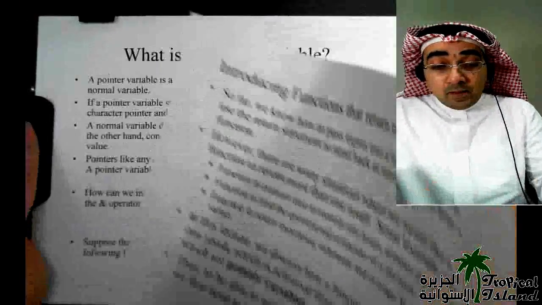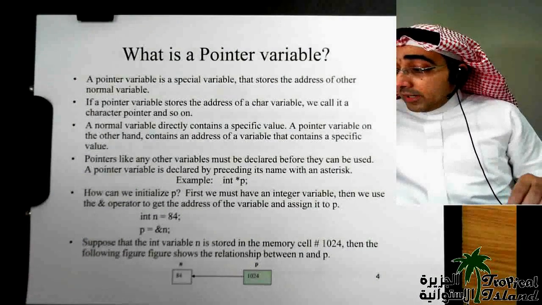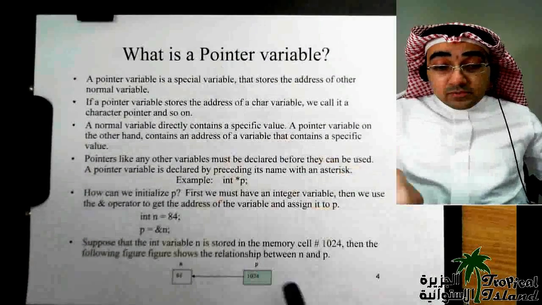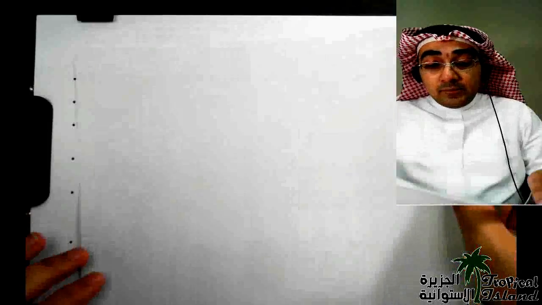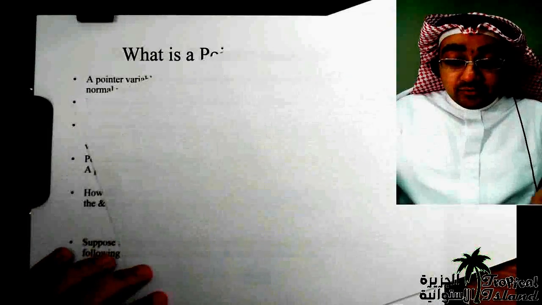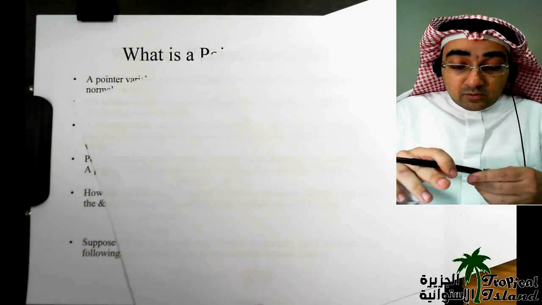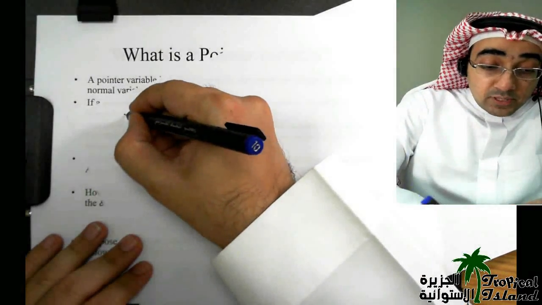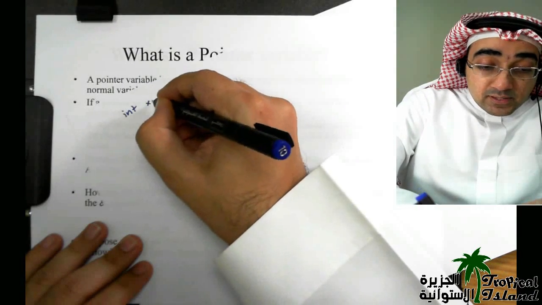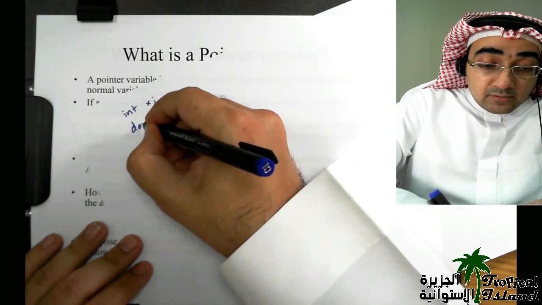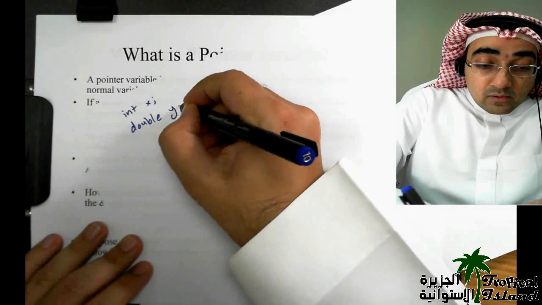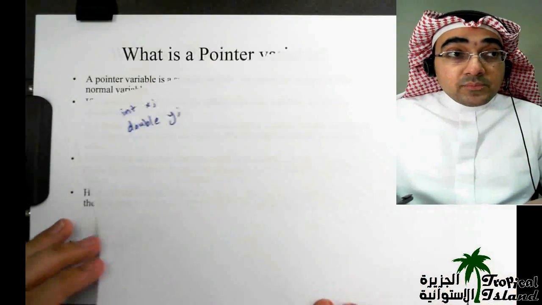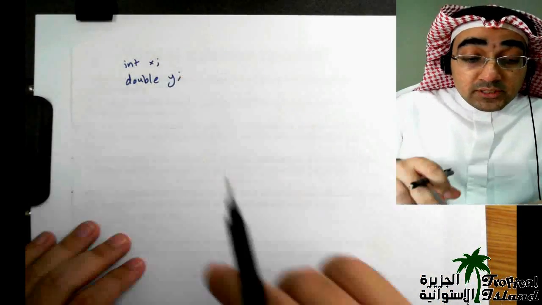Before I talk about the variables that are of type pointer, let me recap very fast the types of variables that we have learned till now. We have learned many types of variables. One of them is int, when we say int x, and we have learned double y, for example. These are two types of variables that we can declare in C.